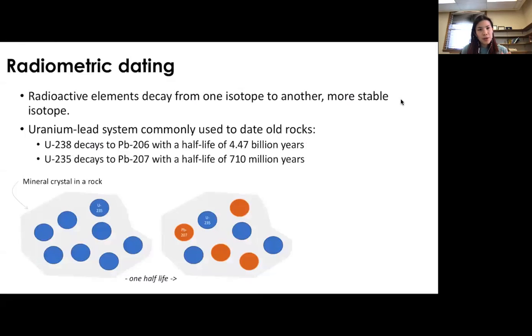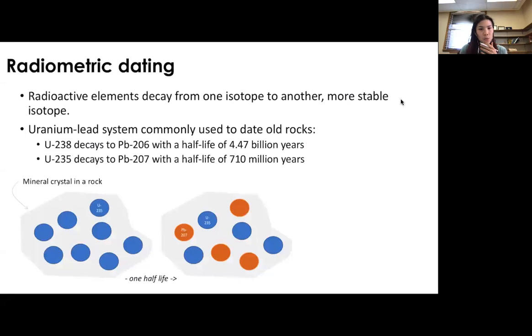Another isotope of uranium, uranium-235, has a half-life of 710 million years, and it decays into lead-207. So these two uranium systems allow us to date things that are really old because their half-lives span 4.47 billion years and 710 million years.